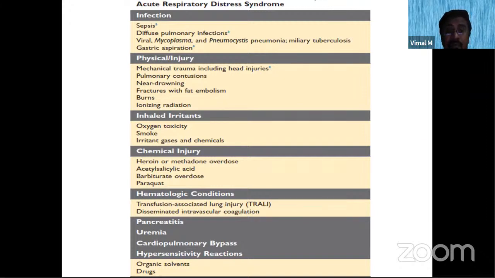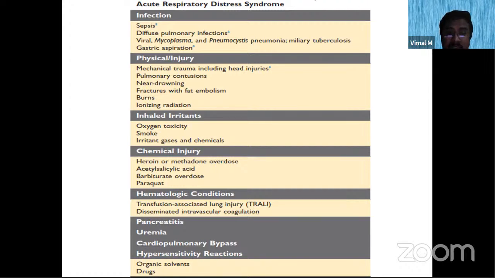You know that long bone fractures, which happen in road traffic accidents, can lead to fat embolism. Burns and ionizing radiation, all these things can cause ARDS, and also oxygen toxicity, fire accidents, and smoke, where there will be liberation of irritant gases and chemicals.